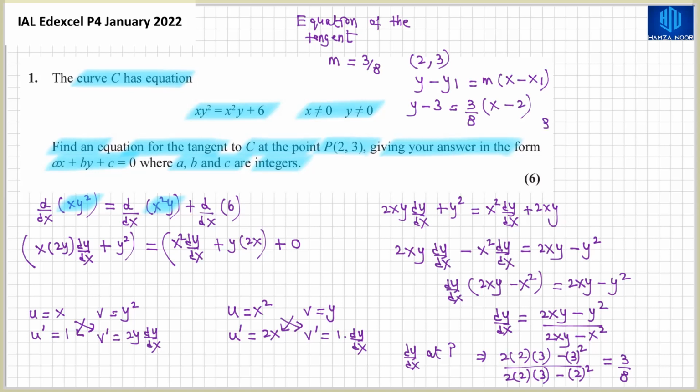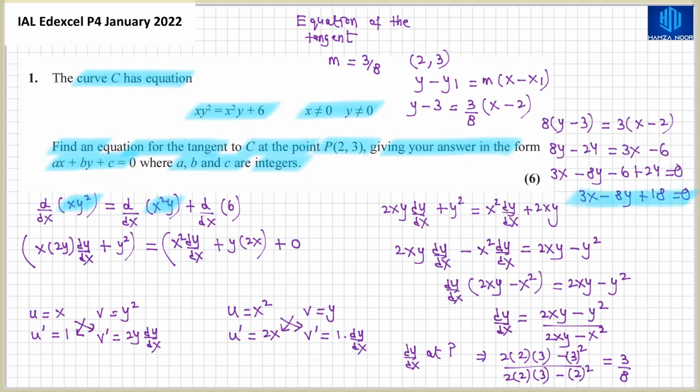So now in the next step, 8 multiplied by (y − 3) is equal to 3 multiplied by (x − 2). So therefore, 8y − 24 = 3x − 6. So now I'm going to collect all the terms on one side of the equation. So 3x − 8y − 6 + 24 = 0. So therefore, 3x − 8y + 18 = 0.